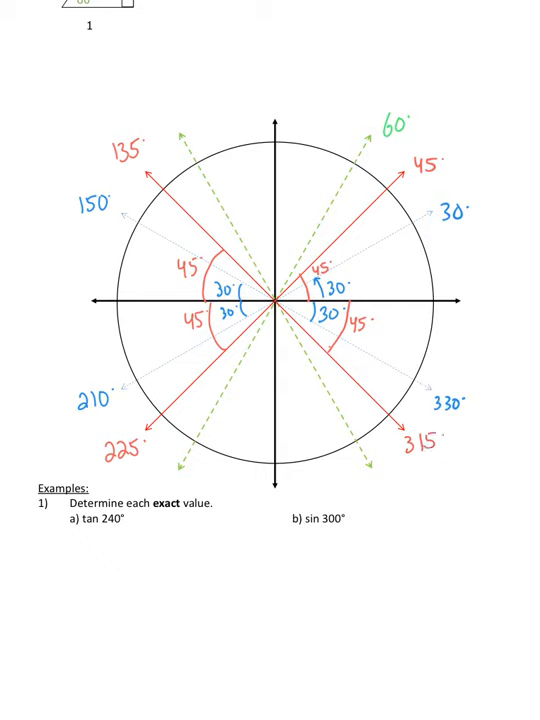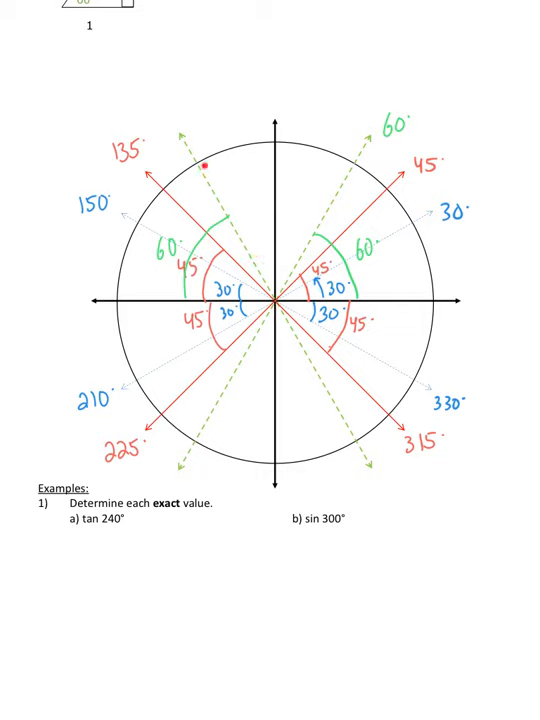So again, all four of those red angles are going to have the same ratios, but some will be positive or negative depending on the ratio and which quadrant it is in. And then finally, we will do this for 60 degrees. So 60 degrees is the reference angle on all of these green terminal arms. So in the first quadrant, it's 60 degrees.